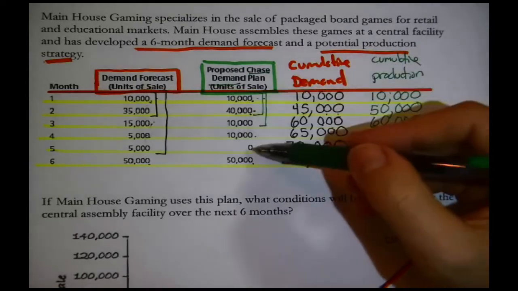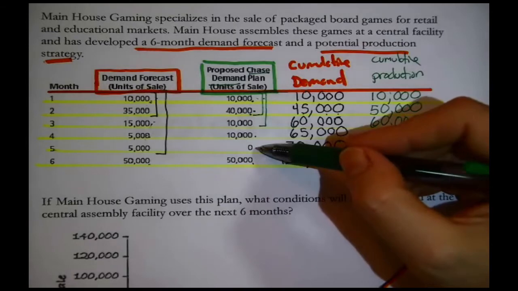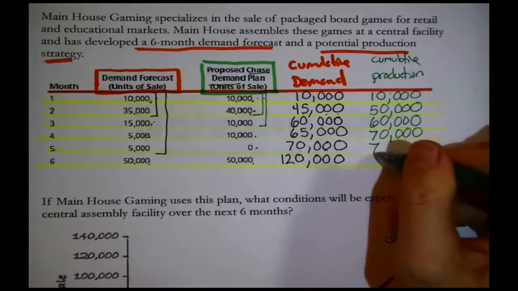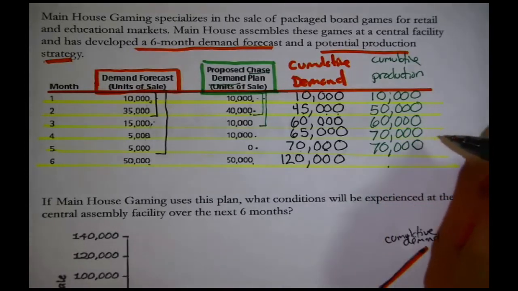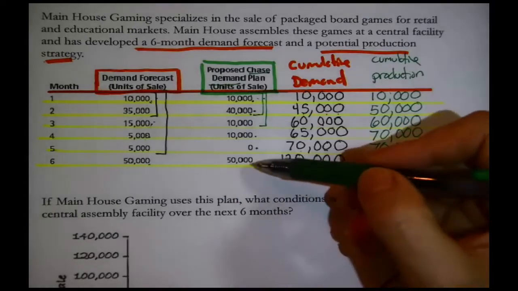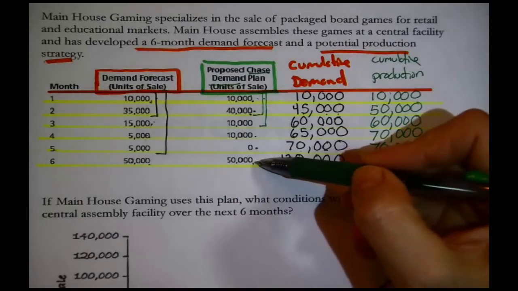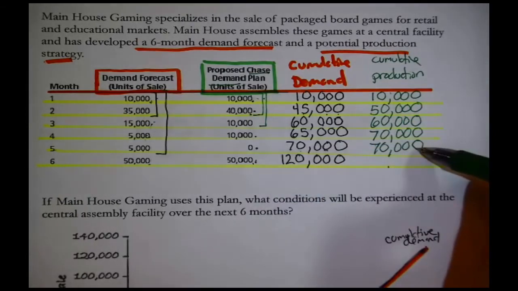This plan proposes that we shut down and take a vacation in the fifth month because this is 0 for production, which means that by the end of that month we're still holding at a total of 70,000 units produced. Then all of a sudden we're going to turn around and in the last month we're going to produce a record amount. It says 50,000. Okay, which means 70,000 plus 50,000.